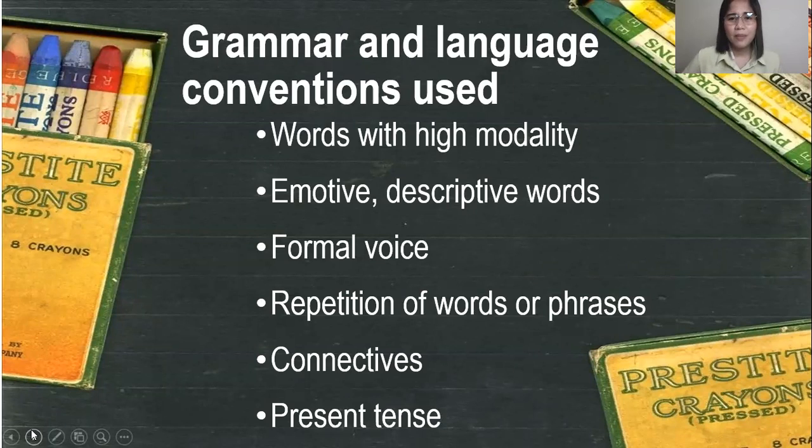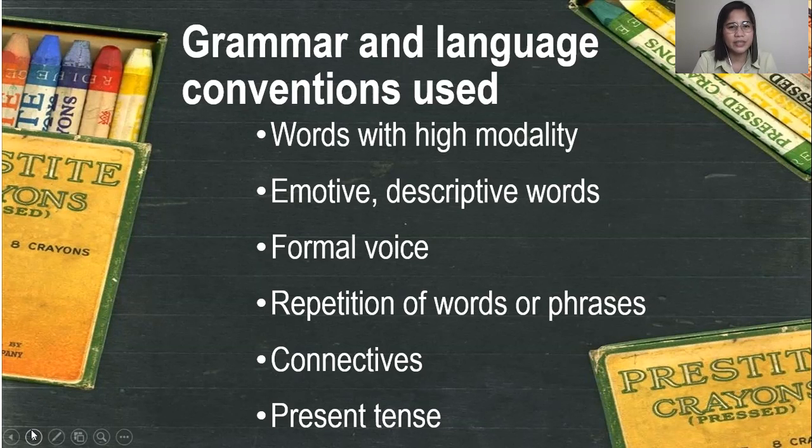Now, what grammar and language conventions are used whenever we write a persuasive text? It will use words with high modality. It will use modals such as have to, must, or should. These are the modals with high modality, compared to the modals may, can, or could, which have only low modality.